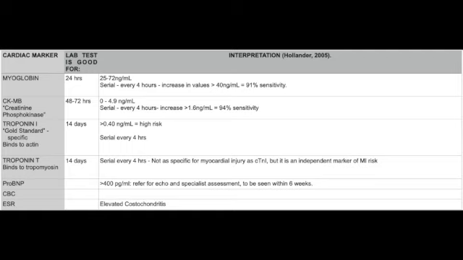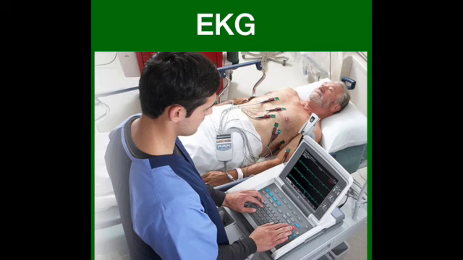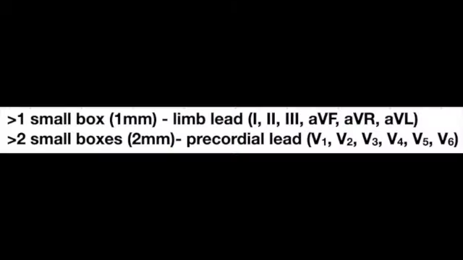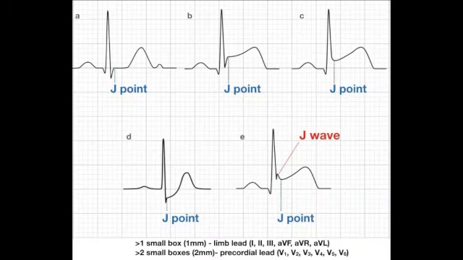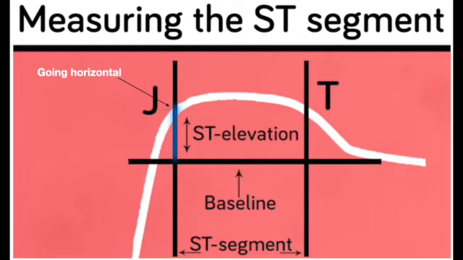And other labs I would consider will be CBC to rule out any infection and ESR to rule out costochondritis. When the doctor orders an EKG, I would report if there is any ST elevation. ST elevation occurs when the J point is elevated by one small box on the limb leads or two small boxes on the precordial leads. Here is a sample of what the J point looks like.